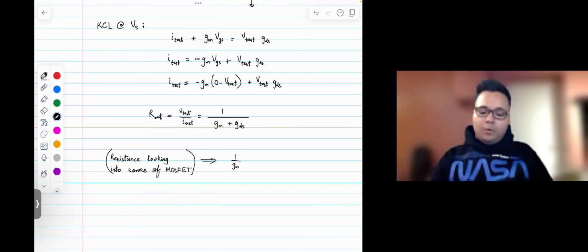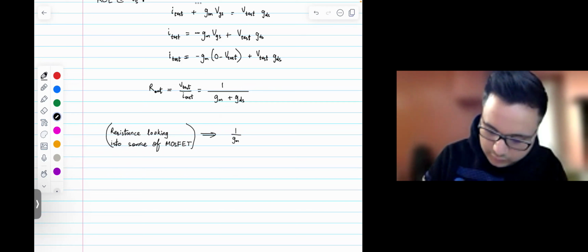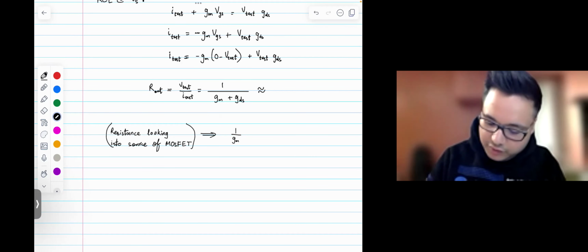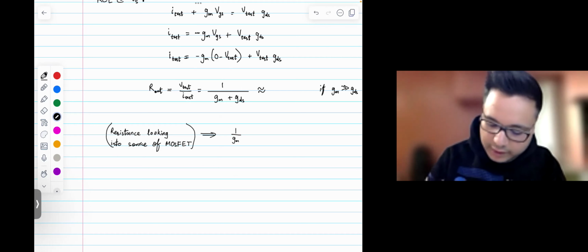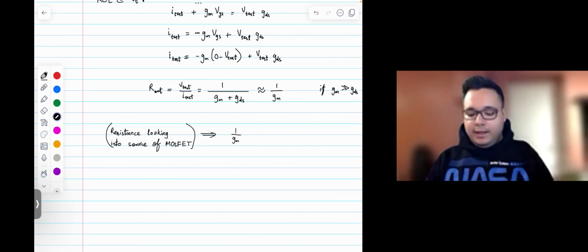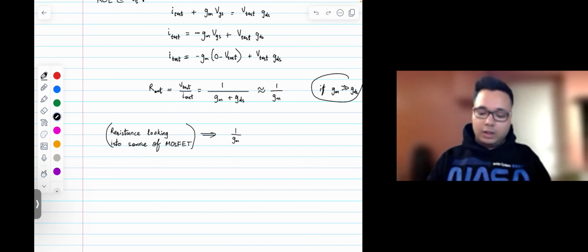Okay, so resistance looking into the source of the MOSFET is, well, I can also write this as roughly equal, assuming that gm is much greater than gds, to 1 over gm. Okay. And by the way, this used to be true for older processes, not so much for the newer processes.